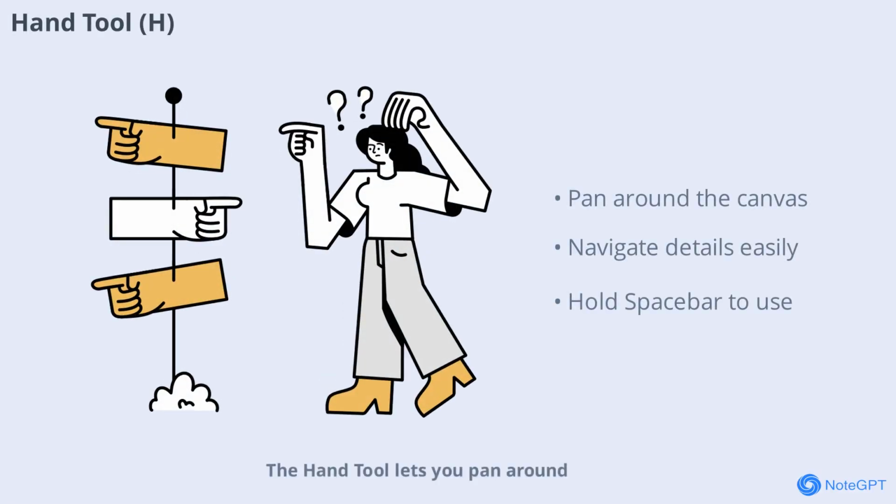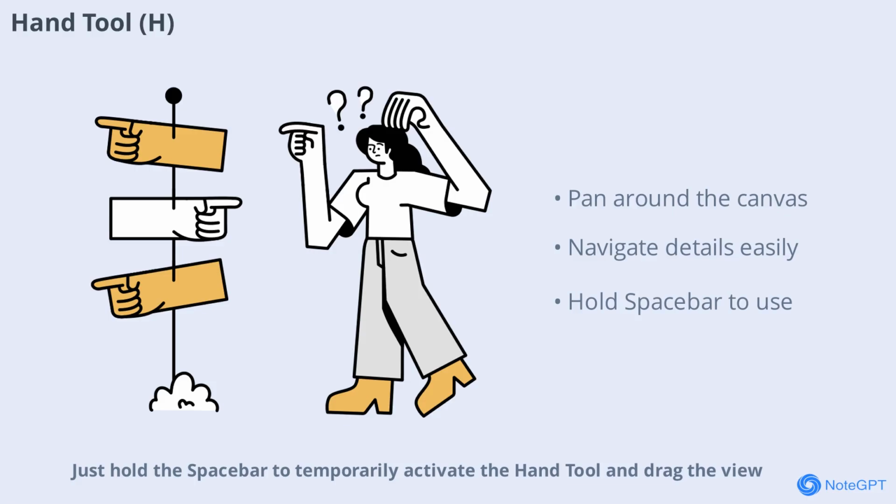Hand tool lets you pan around your composition viewer without moving any layers. It's especially useful when you're zoomed in and need to navigate to a specific area. Just hold the spacebar to temporarily activate the hand tool and drag the view. This makes it easy to focus on details without accidentally shifting your artwork.